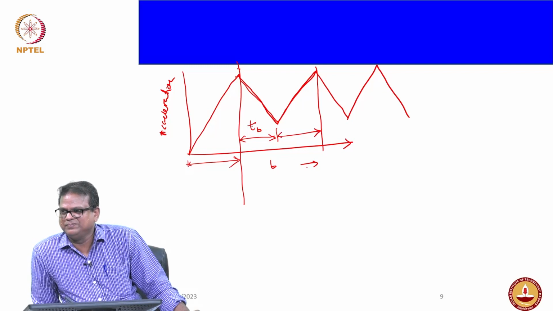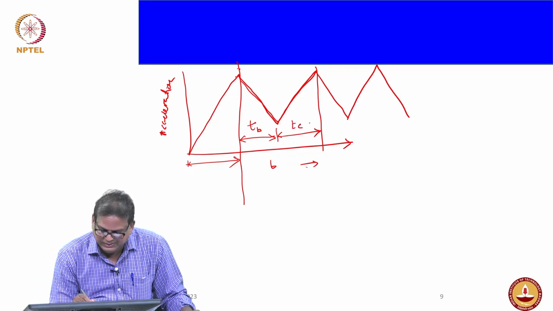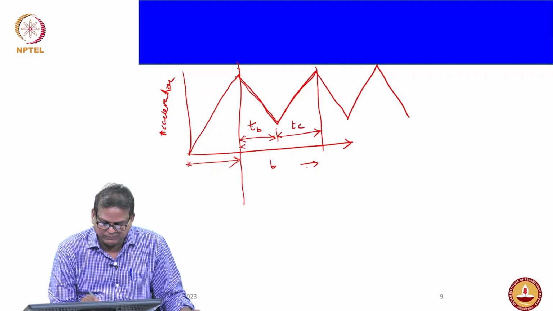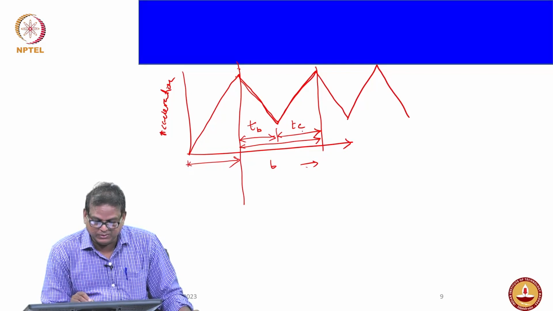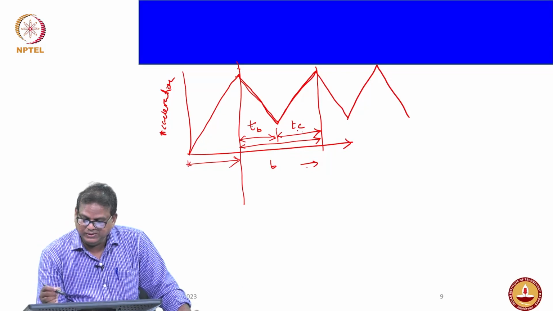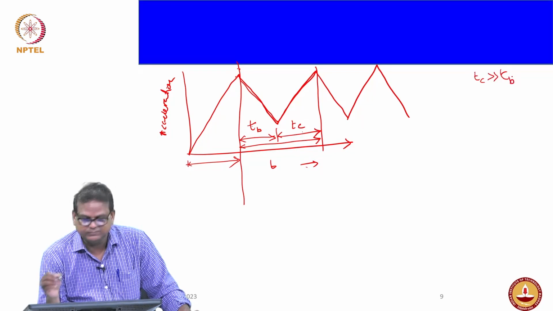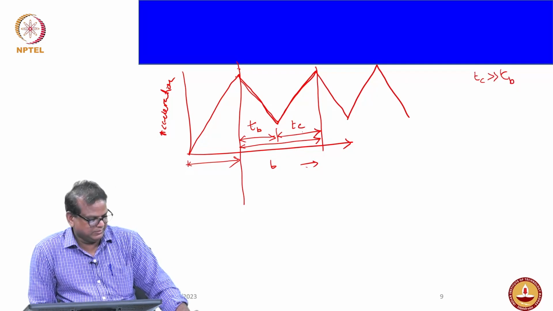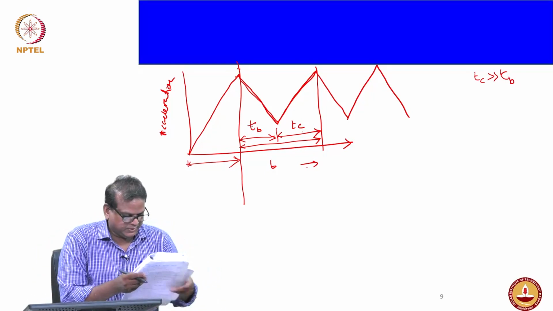It's a cooling time. There is no brake, you are not applying it. You are allowing the brake to cool. So this is your TC. This is the total one cycle time, and within that you have a braking time and a cooling time. Both are there. Interestingly, normally your cooling time is much greater than your braking time.